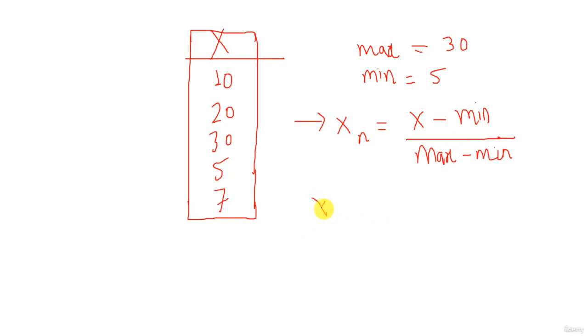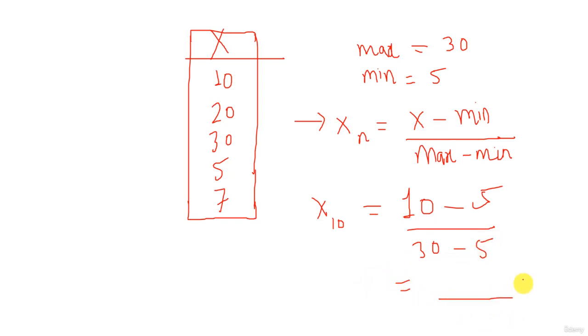Now let us say I want to normalize the value 10. For that, I'll just give the value of X as 10 and subtract the minimum. What is the minimum here? The minimum is 5. And divide it by max minus min, so max minus min here is 30 minus 5. Now you calculate this value, and anything you calculate will be in the range 0 to 1. It can be anything, but it will be within 0 to 1.